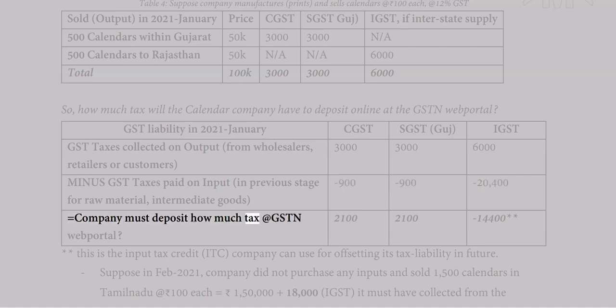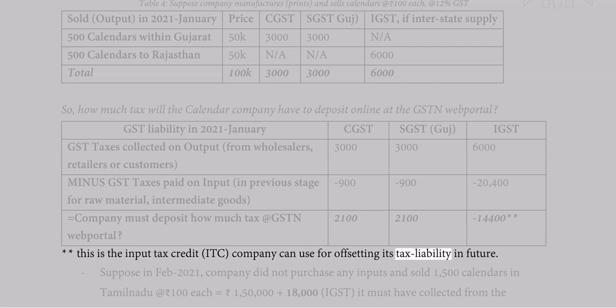Company must deposit how much tax at the GSTN web portal? 2,100. This is the input tax credit, ITC, which the company can use for offsetting its tax liability in future.